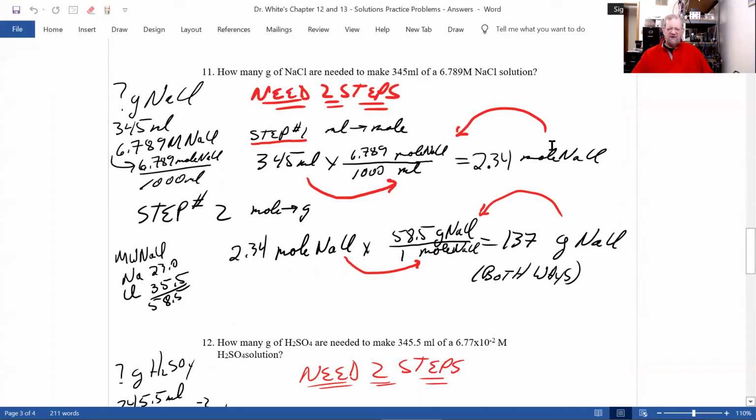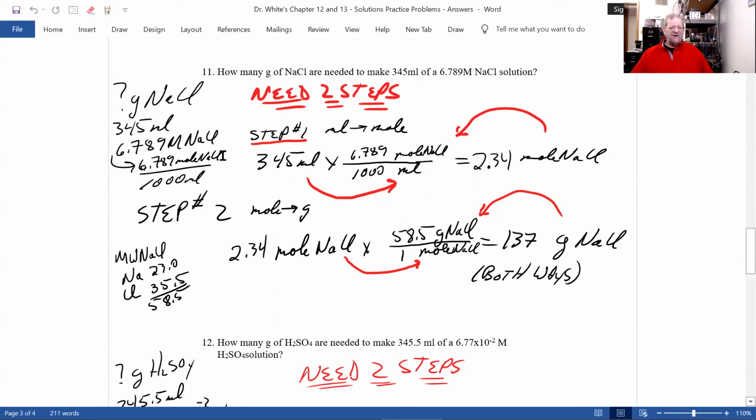I use my good friend, my good buddy, unit analysis. Moles goes on top of sodium chloride in the ratio. Milliliters go underneath. Where do I get these numbers? I look over here and see the molarity really means moles per 1,000 milliliters. Put 6.789 moles sodium chloride per 1,000 milliliters. Remember, 1,000 is an exact number, and 6.789 has 4 significant figures.